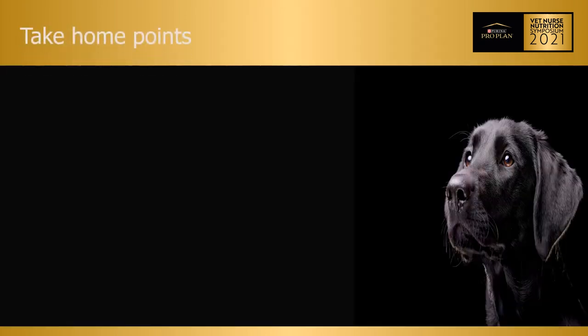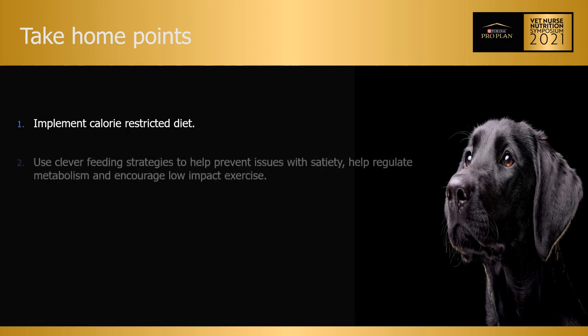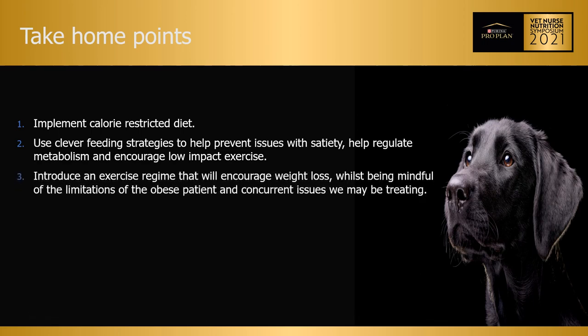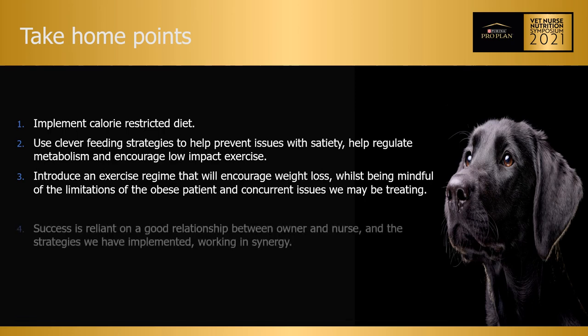Okay, so take home points from today's lecture. First, we need to implement a calorie restricted diet for weight loss that's tailored to that individual and their needs. We need to use clever feeding strategies to help prevent issues with satiety, to help regulate their metabolism and encourage low impact exercise. We need to introduce an exercise regime that will encourage weight loss whilst being mindful of the limitations of the obese patient and any concurrent issues we may be treating in that individual.